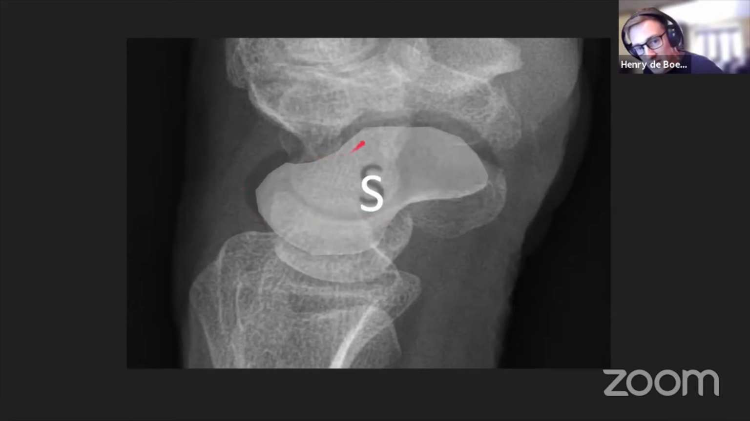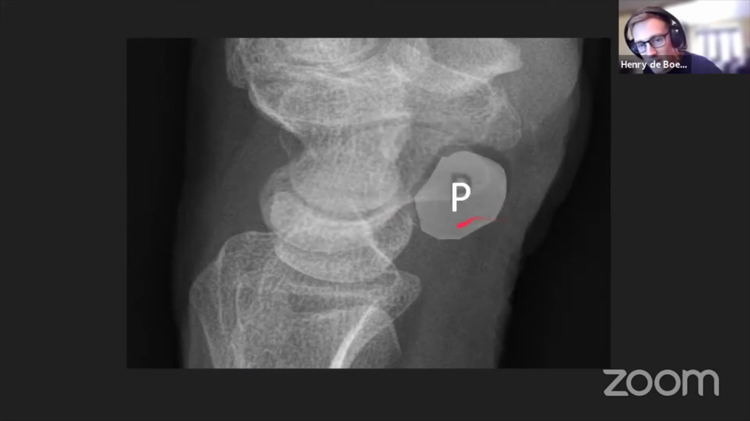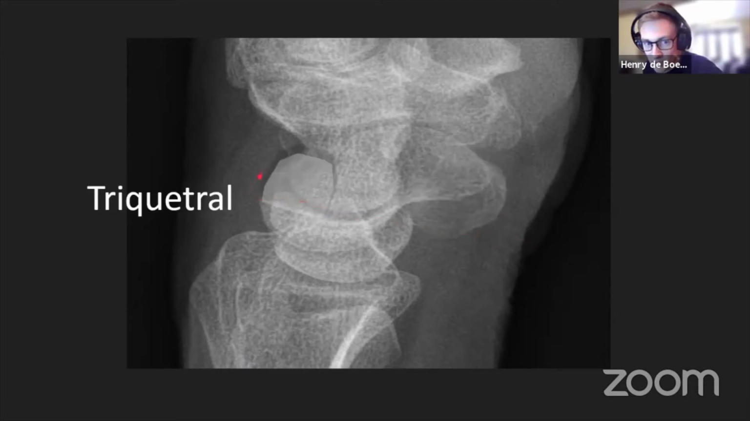The scaphoid sits here, sort of looks like a sideways boat. Pisiform sits on the volar aspect, so it's the most forward, most anterior bone, and the triquetral bone is out of the back here. And this is important to remember, because if you see bony fragments in the dorsal aspect of the wrist here, that's often a sign of triquetral fracture.